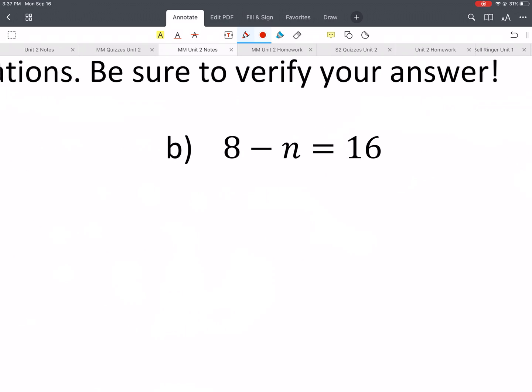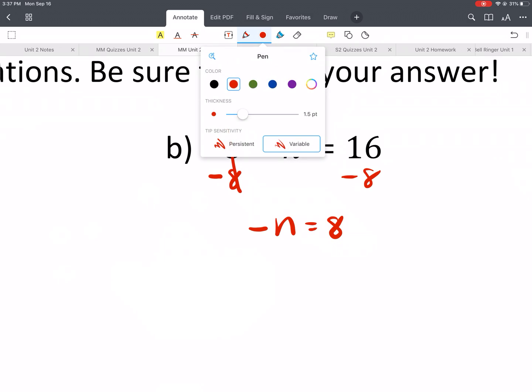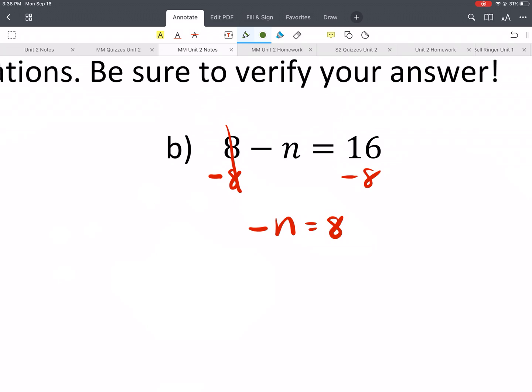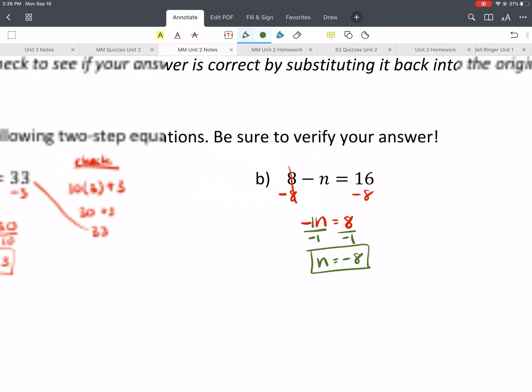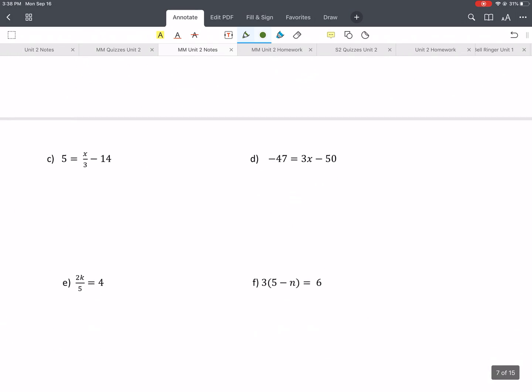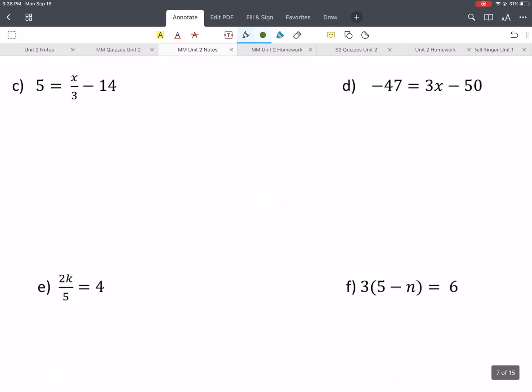That would verify that we had the right answer. Okay, next one. Adding, subtracting. So this is a positive 8, so we need to subtract 8 from both sides. That would cancel. We'd get negative n equals 8. And again, if we don't have a number in front of a variable, we can always put in a 1. So we can divide both sides by negative 1. We get n equals negative 8. All right, so pause and see if you can do these next 4.